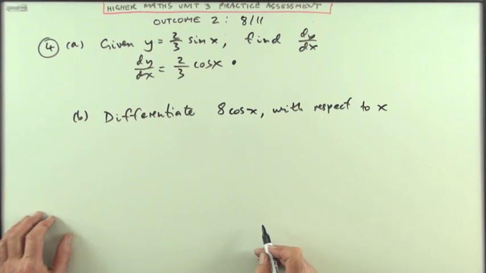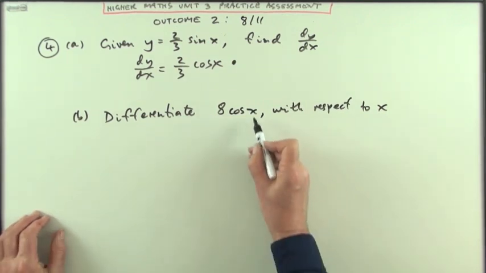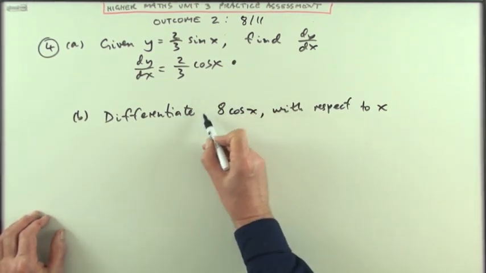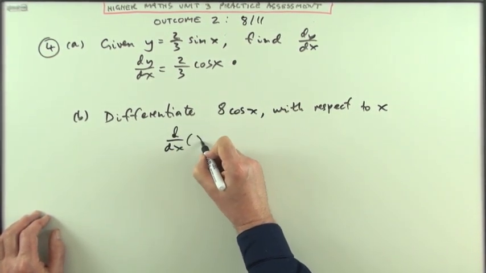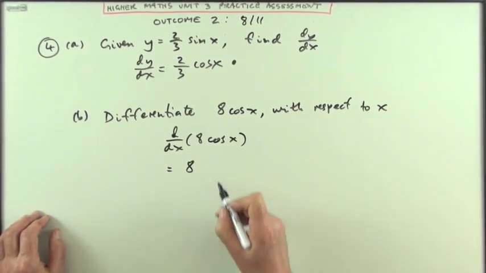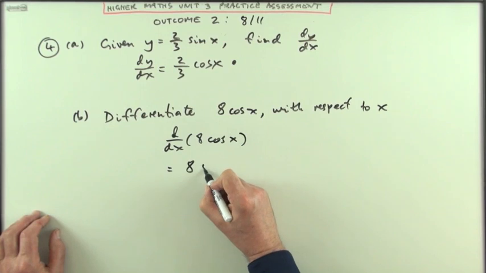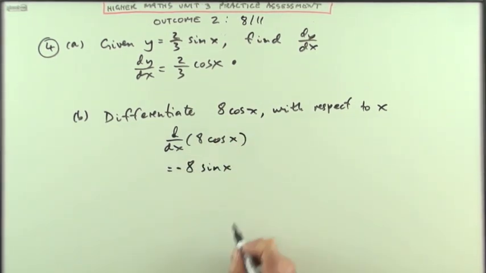Differentiate 8 cos x with respect to x. Now, I know I might have written y equals, sometimes it might say that, it would be doing sufficient just to say differentiate this expression. Well, d by dx of 8 cos x will be, the constant will remain the same, cos goes to negative sine though. So I'll put that negative at the front. Negative sine x, there you are, 2 marks.